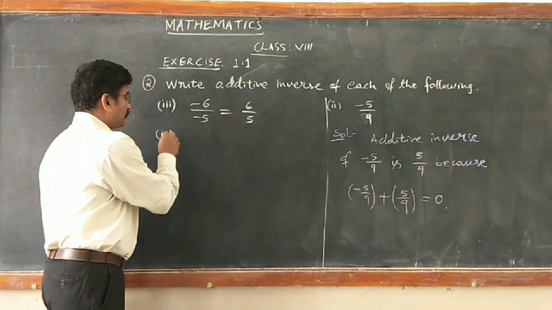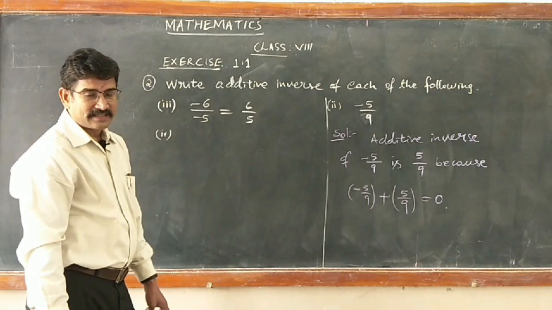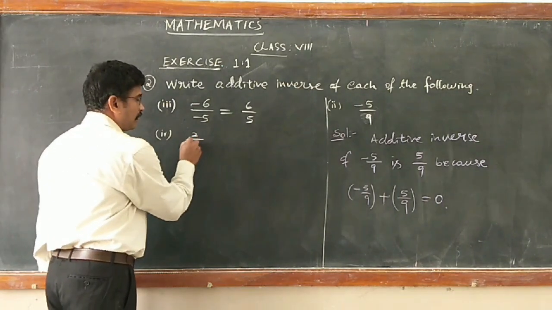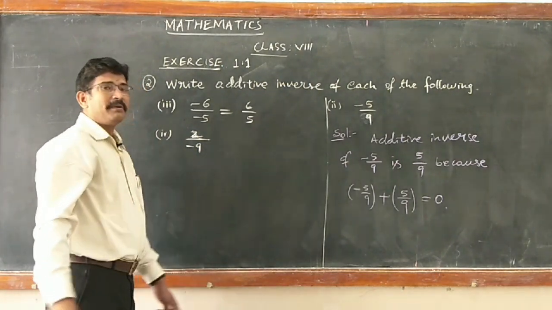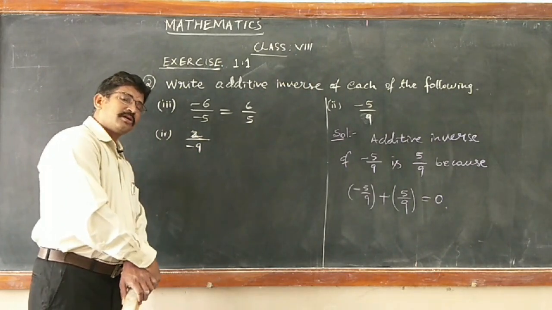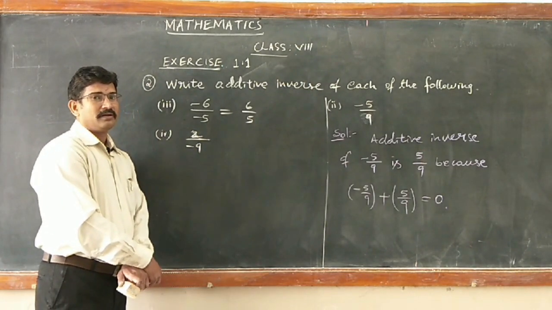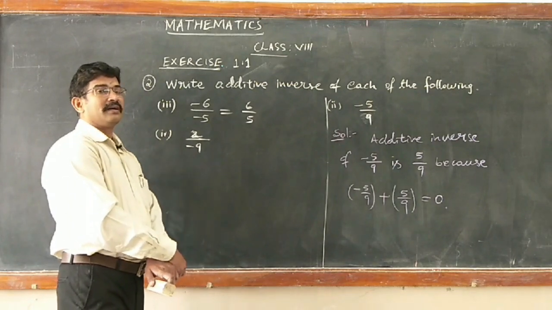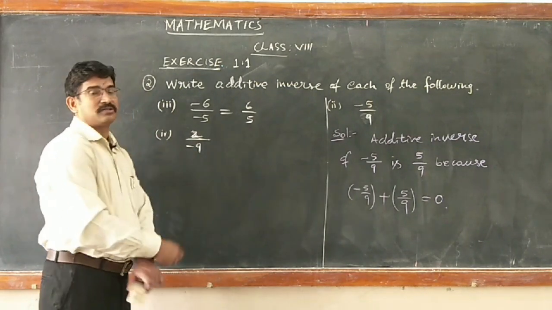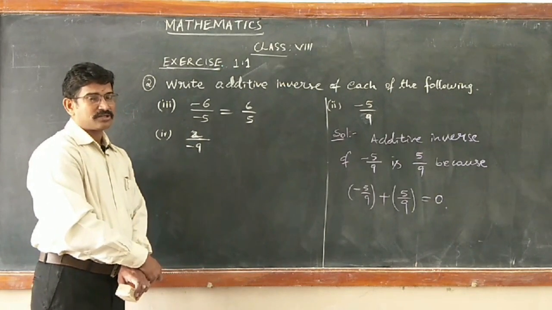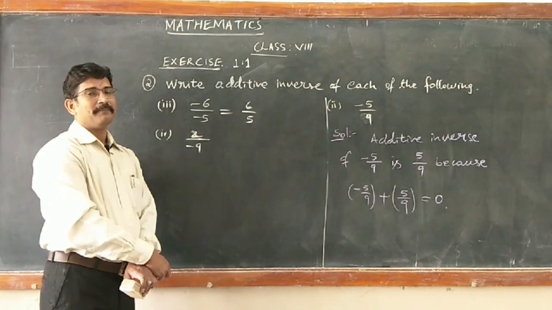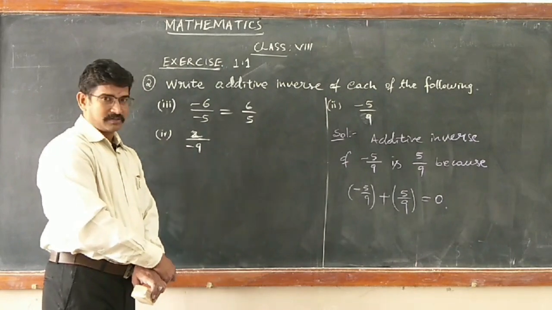Fourth one is 2 upon minus 9. So tell me, is this a negative rational number or a positive rational number? Since its denominator is negative and numerator is positive, it is a negative rational number. So when it is a negative rational number, obviously its additive inverse is supposed to be positive.